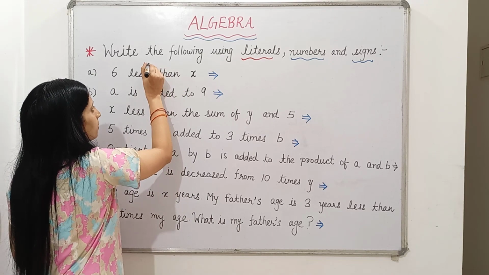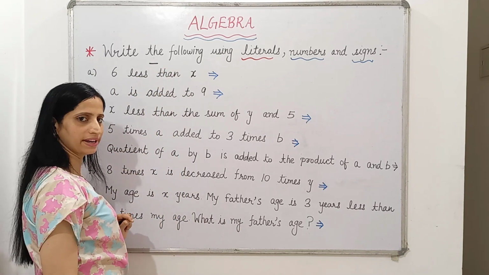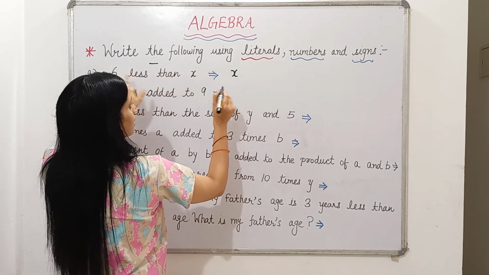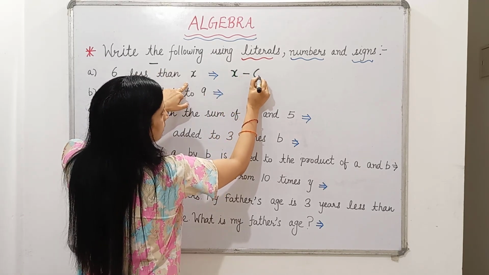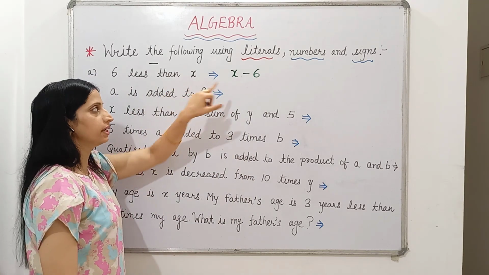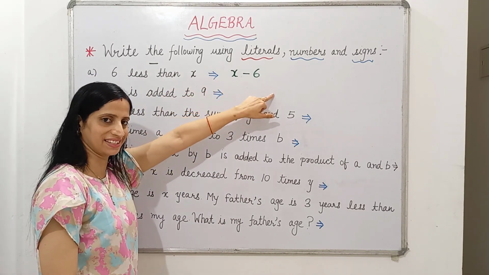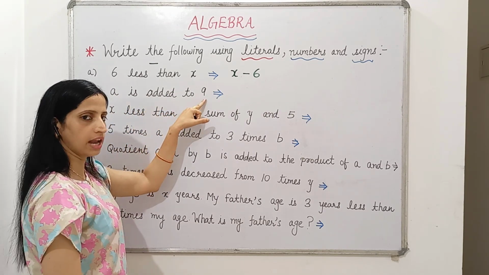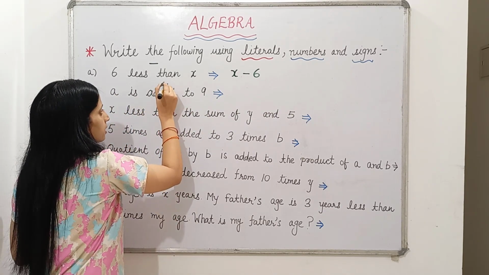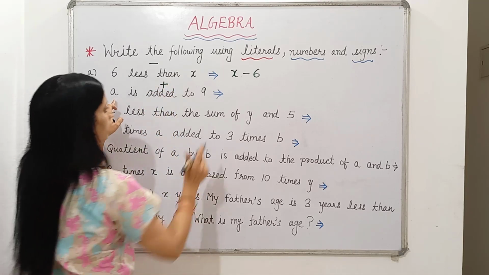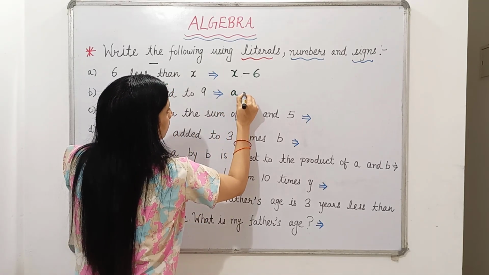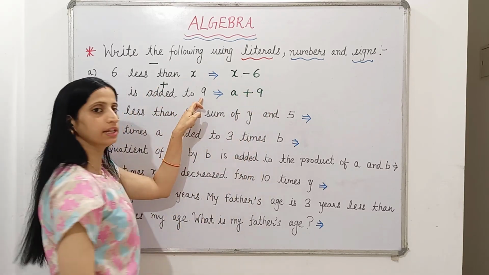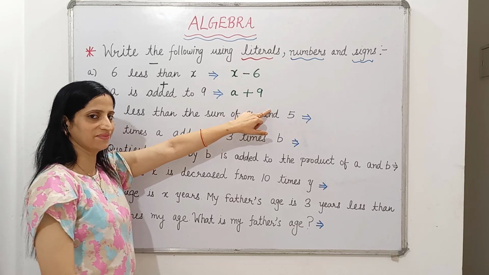The meaning of less than is that we will use the symbol of minus. So first we write x, and it is 6 less than x, so the answer will be x minus 6. Next, a is added to 9. Added means the symbol of plus will come. Write a plus what we have to add, 9. So the answer will be a plus 9.